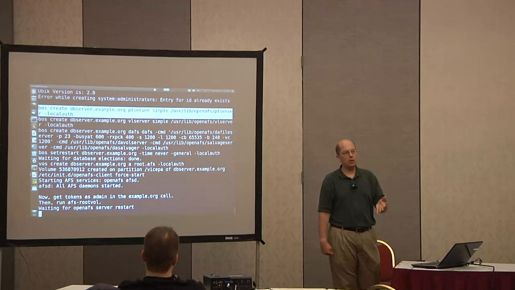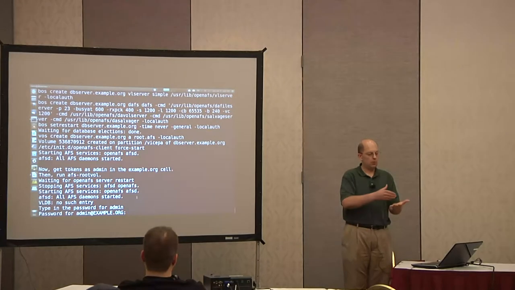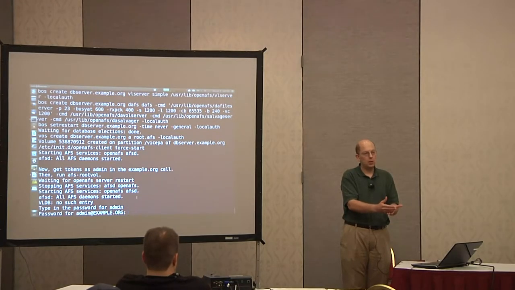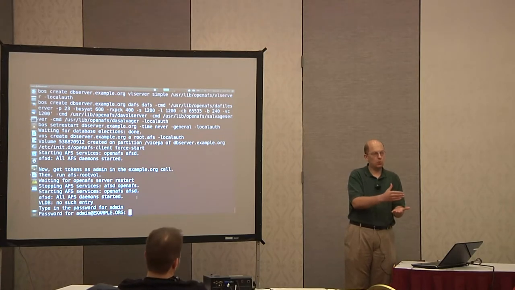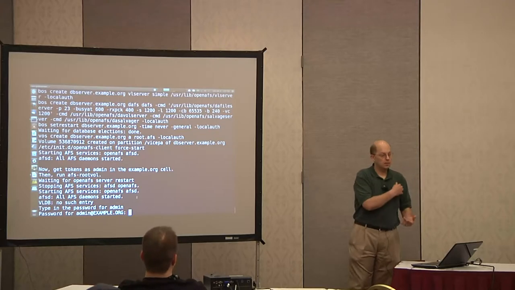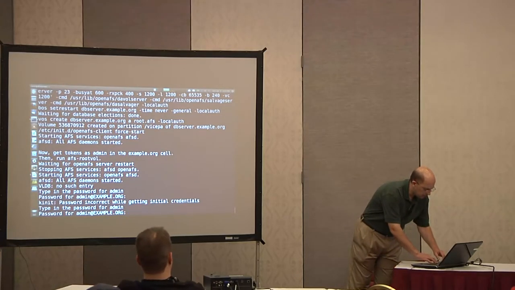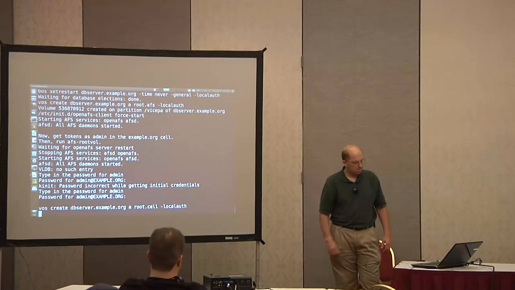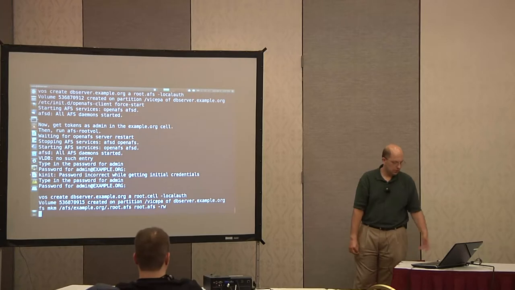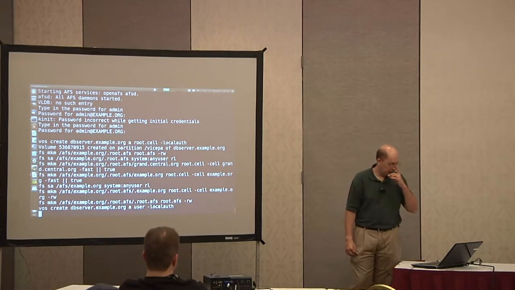By default, every AFS client knows that when it looks at a cell, the volume it looks at for /afs/example.org, it looks for the volume called root.cell. And it needs some admin credentials to do all this fun stuff. So I type that in. So it's actually creating the mount points and setting everything up.